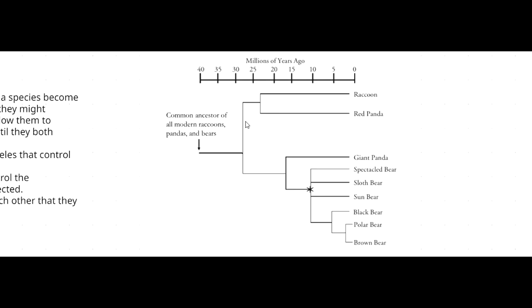It allows you to study the relationship between different species, and it allows you to figure out when they possibly evolved, what the common ancestor was, and how the evolution of these organisms took place. So this is what an evolutionary tree is.